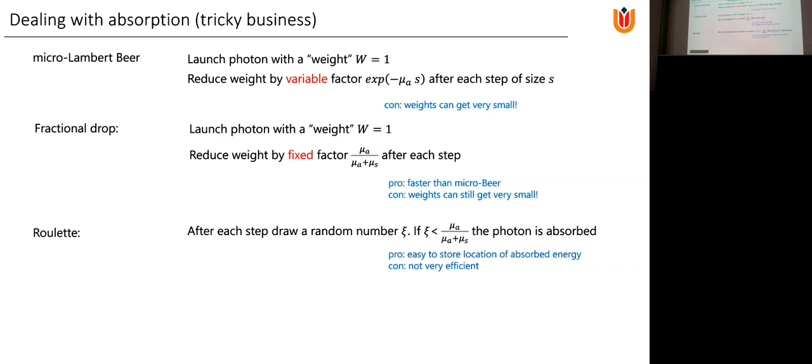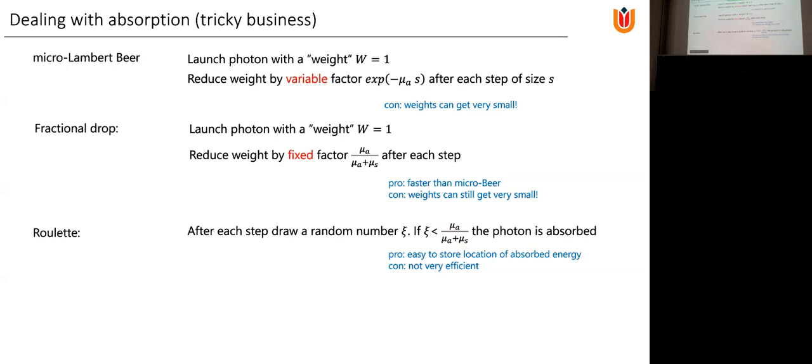The con is that it's not very efficient. That's what I just explained. The pro is, of course, that when this happens and you kept track of the photon, it is very easy to store the location where the light was absorbed. So let's say you're interested in the locations where the energy is deposited. Then this way of implementing it is very efficient.